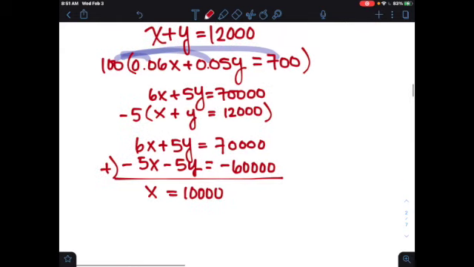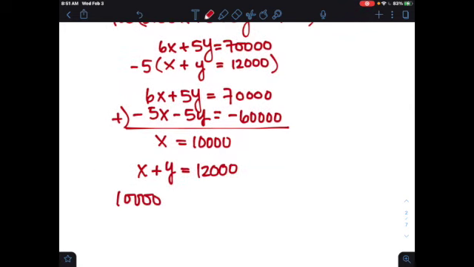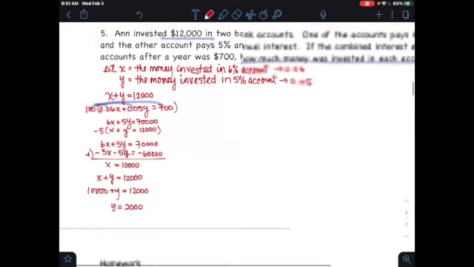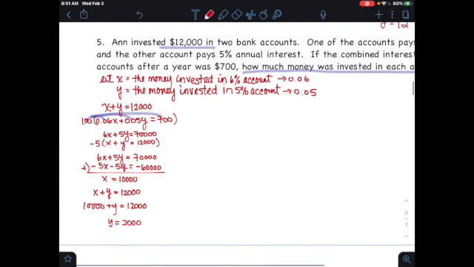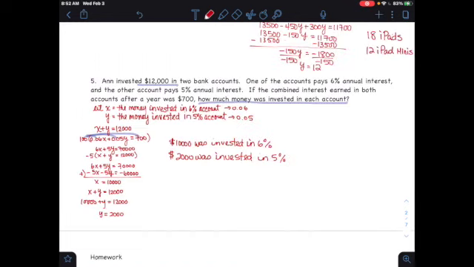Above is x plus y equals 12,000. So I can plug it in. X plus y equals 12,000, and then x equals 10,000, plus y equals 12,000. And then if you want to do it in your head, I'm totally okay with that. You get 2,000. And that means you invested 10,000 in 6% and 2,000 in 5%. That concludes today's notes, and thank you so much for watching.